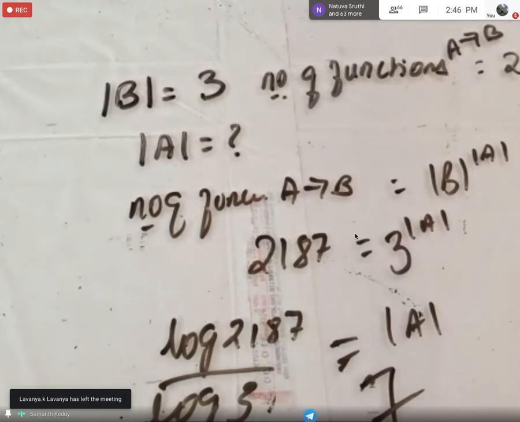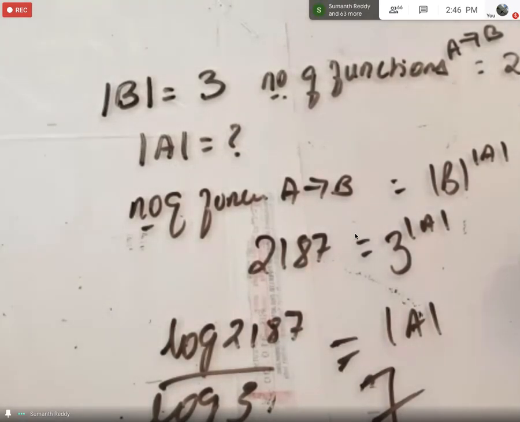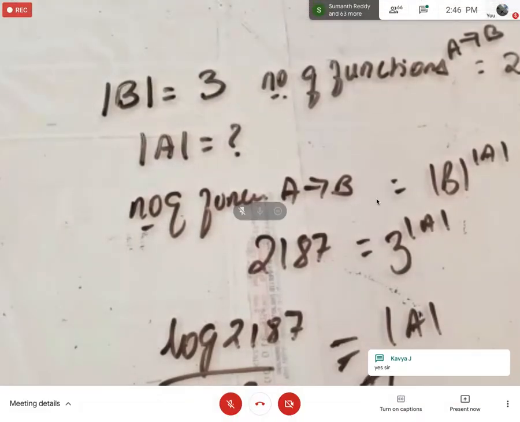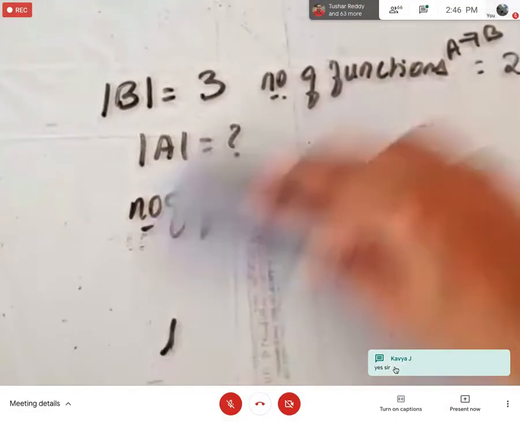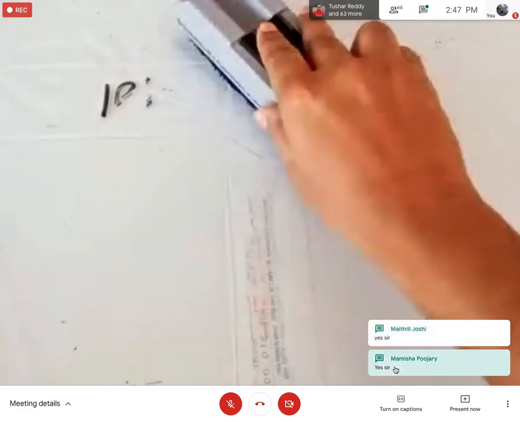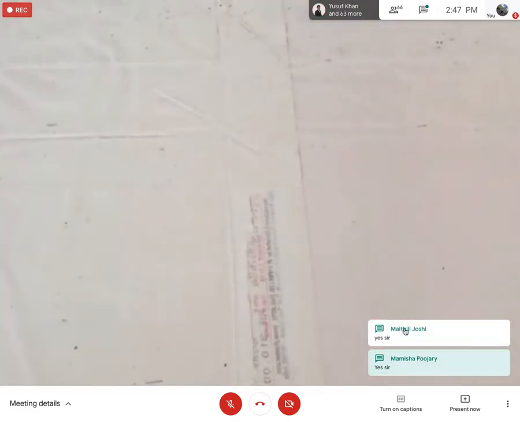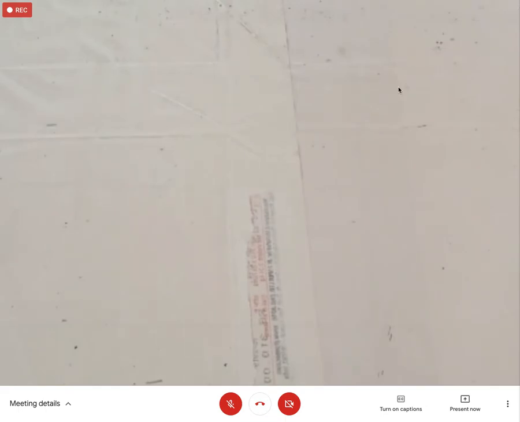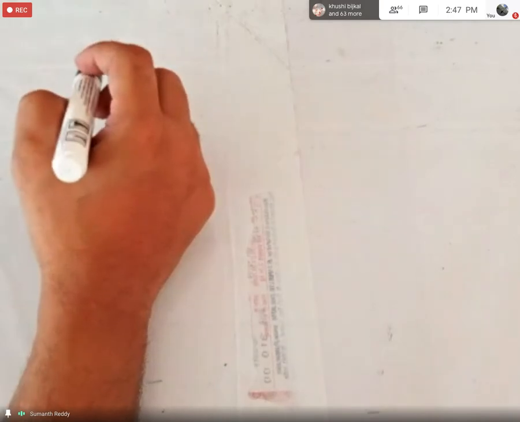Okay, so is it clear, students? Shall we go to the next topic? Okay. In some of the question papers, they have asked even these types of questions. It's very simple. Actually, these problems we have already solved with respect to relations. The rules go the same with functions also. This type of problem we have already solved in relations.